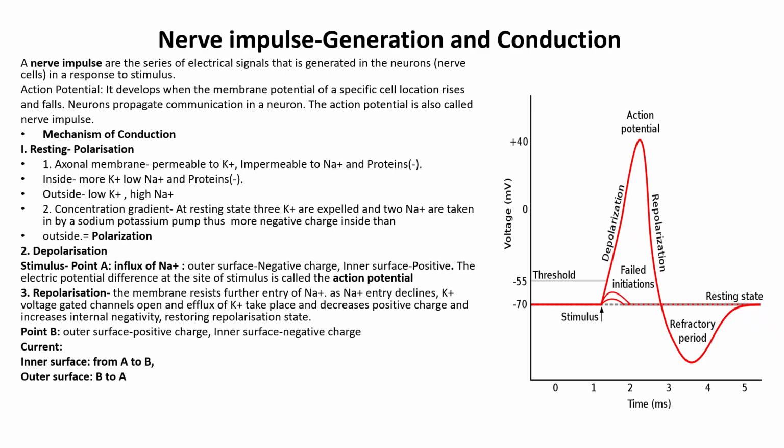So there is more negative charge inside than the outside, and it causes polarization. Then with the stimulus at point A, there is influx of sodium, so the outer surface has negative charge and the inner surface positive charge. The electrical potential difference at the site of stimulus is called action potential.